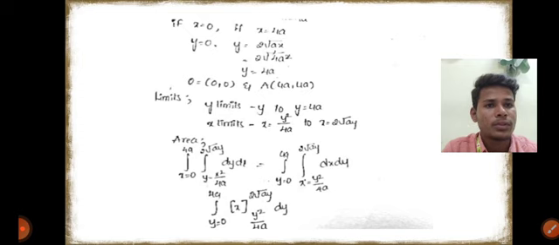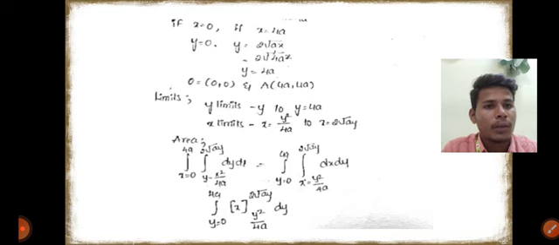So x equals 4a. If x equals 0, then y equals 0. If x equals 4a, then y equals 2 root a times 4a, which is 4a. So the points are (0, 0) and (4a, 4a). The new limits: y limits, y equals 0 to y equals 4a. X limits, x equals y squared by 4a to x equals 2 root ay.